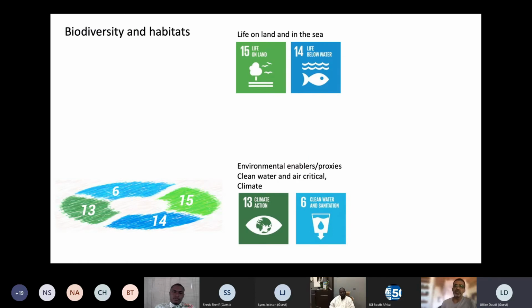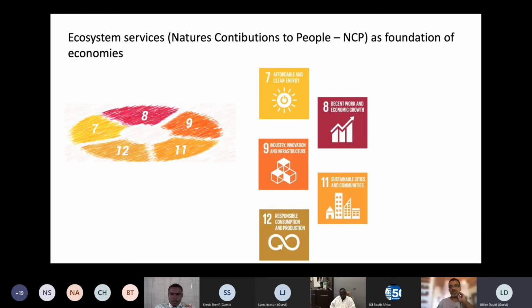So at the bottom there, just like the wedding cake model, we identified these biodiversity and habitats, life on land and in the sea. And then also goals 13 on climate change and 6 on clean water. These are also environmental aspects that we need to manage, and we need to not damage them in order for the planet to work, or for our countries and local systems to work as well. So that's the base layer.